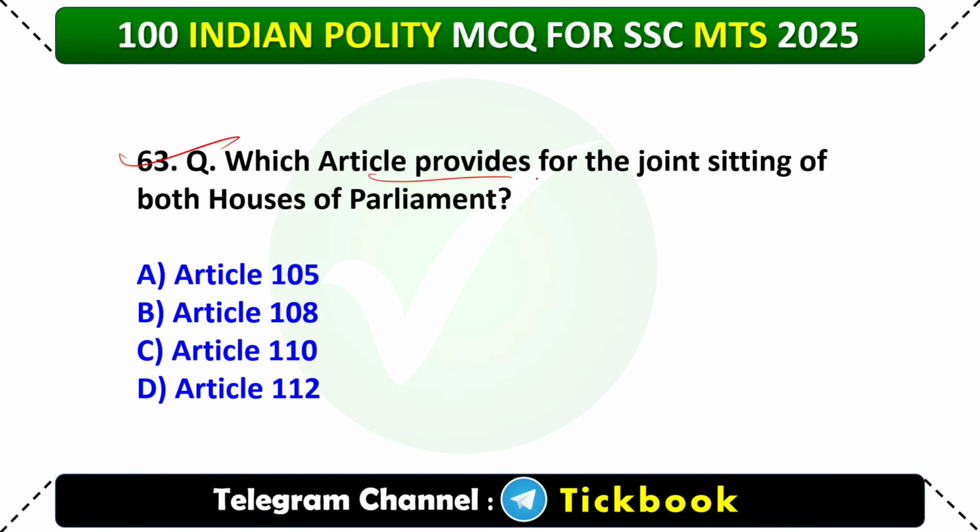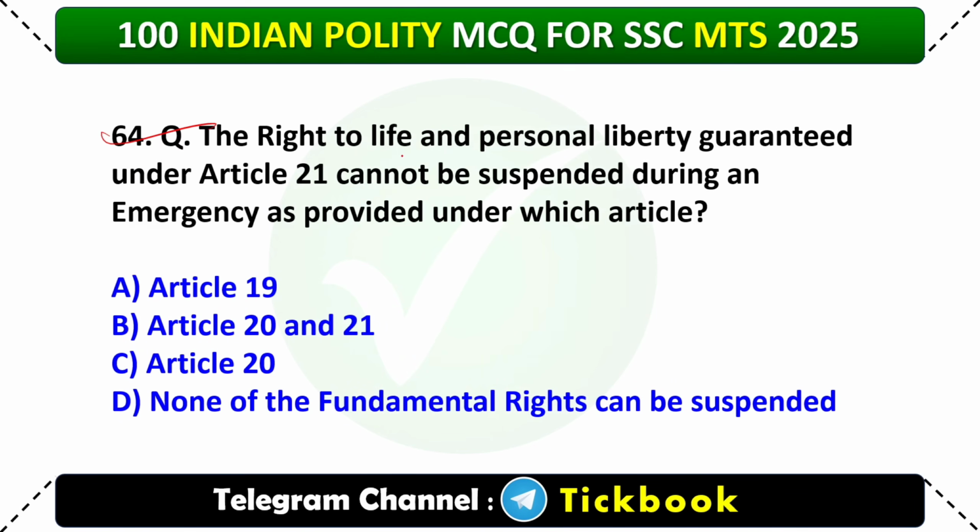63. Which article provides for the joint sitting of the both houses of parliament? Option number B, Article 108. 64. The right to life and personal liberty guaranteed under Article 21 cannot be suspended during an emergency as provided under which article? Option number B, Article 20 and 21.